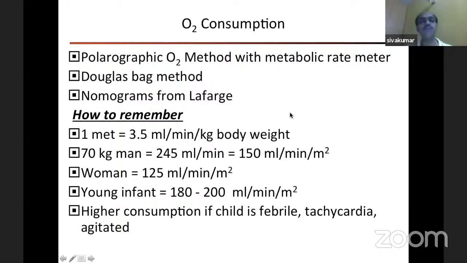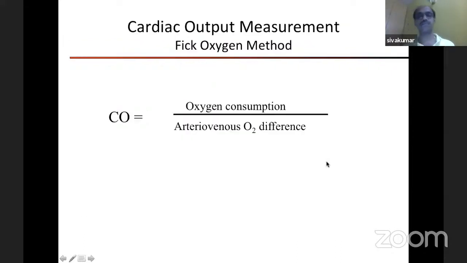Now I go back to my original slide. How do we remember? One metabolic equivalent is 3.5 ml per minute per meter squared. A standard 70 kilo man will be 150 ml per minute per meter squared. A standard woman will be 125. A standard infant will be something like 180 to 200. So if you go by the Lafarge equation, go by it. But if you are not going by it, and you want something very simple, very quick, applicable, use this: male 150, female 125, child 175 to 200.